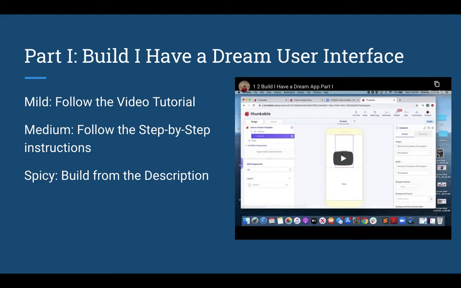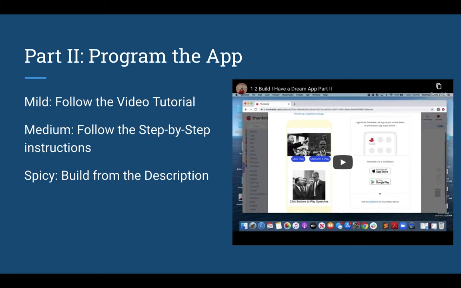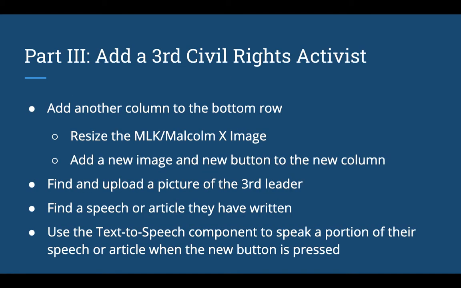I guess that's step 1, but really, this should be part of step 2, where you'll build the user interface. You can follow a video tutorial. You can follow the step-by-steps. And if you're really feeling yourself, you can build just from the description of the app. The next thing is you'll do the programming for the app such that when you click the MLK button, the MLK speech will play, or if you click the Malcolm X button, the Malcolm X speech will play.